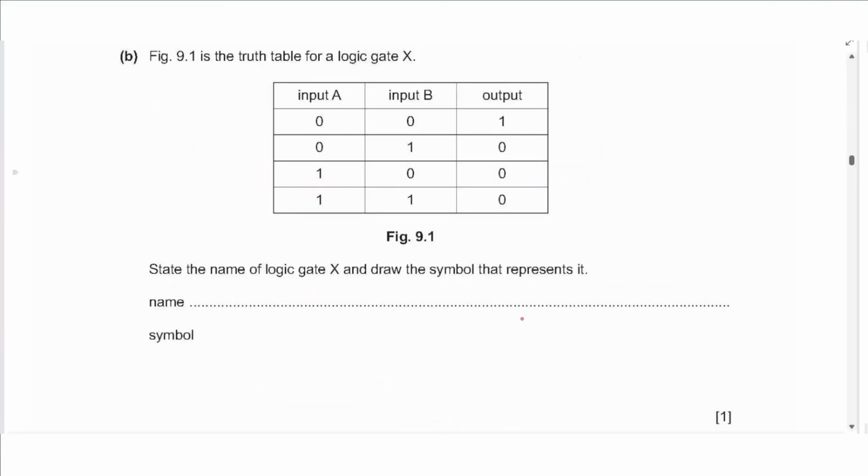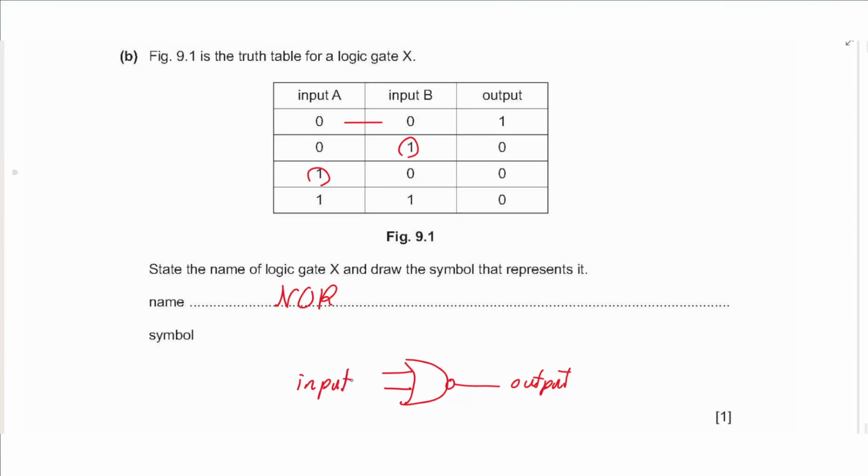Part B of this question is about logic gates, so you can skip it for the new syllabus. It says figure 9.1 is the truth table for a logic gate X. State the name of the logic gate X and draw the symbol that represents it. So we have here anything that contains 1 gives an output 0, except 0 and 0 that gives 1. That would be the opposite of an OR gate, which is a NOR gate. And the symbol for a NOR gate is like this. And we label this the output and these two the inputs of the gate.